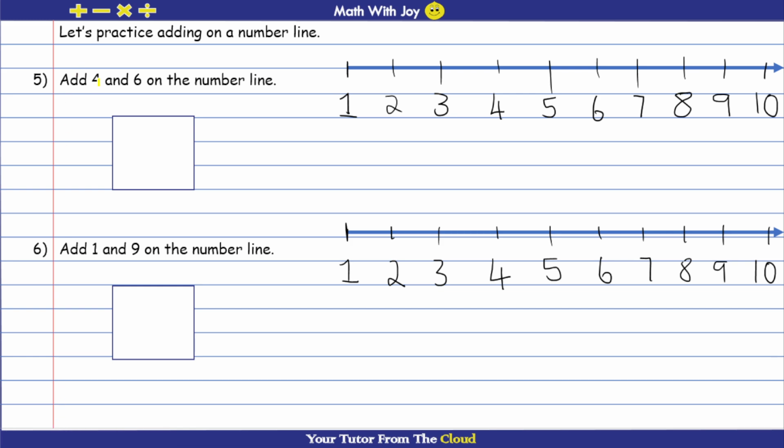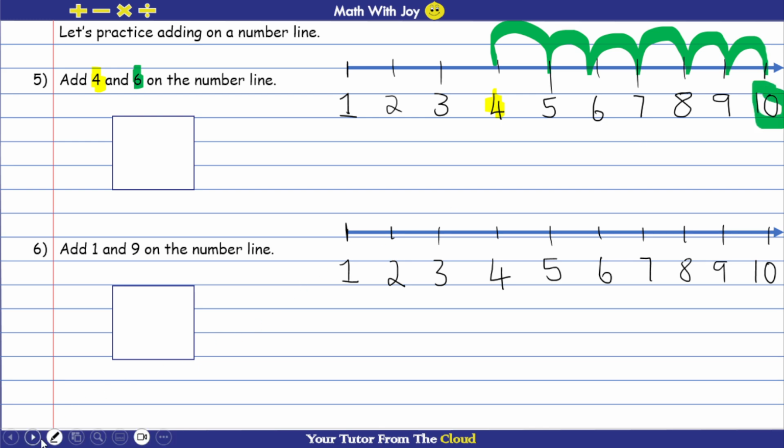Let's keep it going for the last 2 questions over here. We have to add a 4 and a 6 on the number line. So we first find the 4, right? Then because of the 6, we move 6 spaces. So 1, 2, 3, 4, 5, 6. And that's going to be our answer, and that's 10. So we write down the answer is 10.